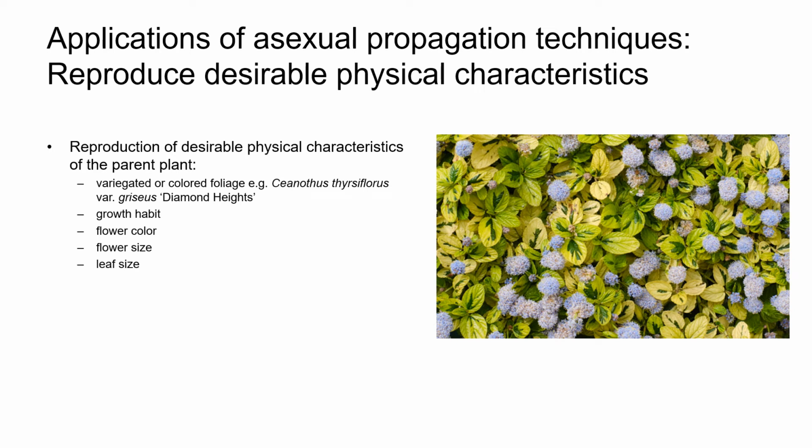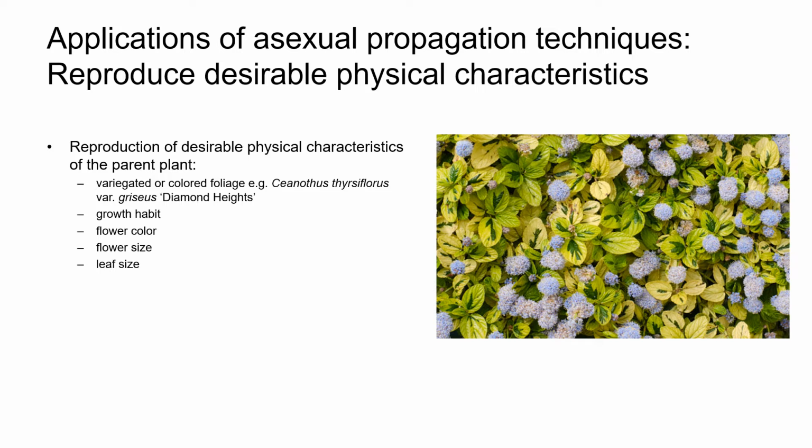Asexual propagation techniques are essential when we want to reliably reproduce desirable physical characteristics of the parent plant. For example, perhaps we want to reproduce variegated foliage like the golden lime green tones in the leaves of Diamond Heights ceanothus, which you can see on the right. Normally, this species of ceanothus has leaves that are just plain medium to dark green.